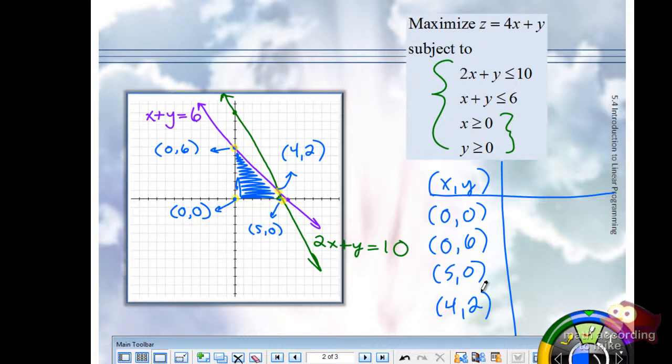On the right, we now consider the objective function. And all we do is we plug the coordinates into the objective function. So 0, 0 means x is 0 and y is 0. So if you put in 0 in for x and 0 in for y, what do you get for z? 0. Boring. 0, 6 says x is 0, y is 6. 6. 5, 0. 20. 4, 2.